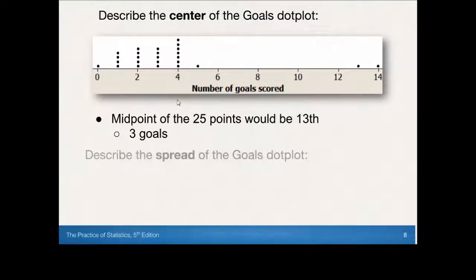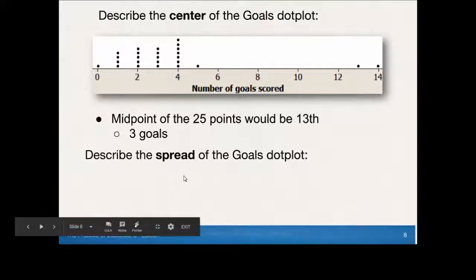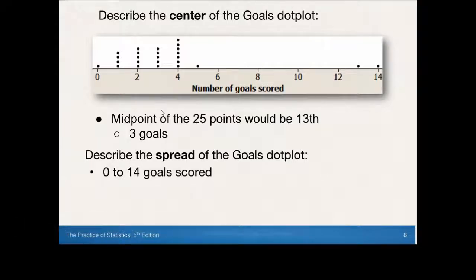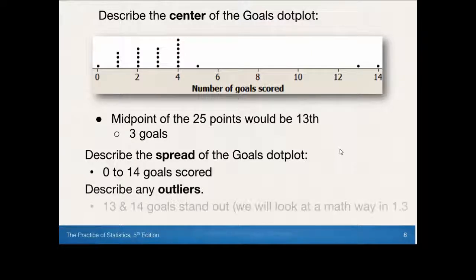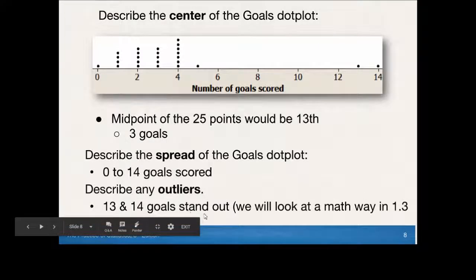The spread, so this is the other S in SOCS. The spread of the goals would be from 0 to 14 goals. That's an easy one. So that's just kind of the minimum and the maximum. And are there outliers? Well, it does appear 13 and 14 stand out, and we'll look at the calculations on that in the next section. So yeah, that's the way you go through the data and look at it.